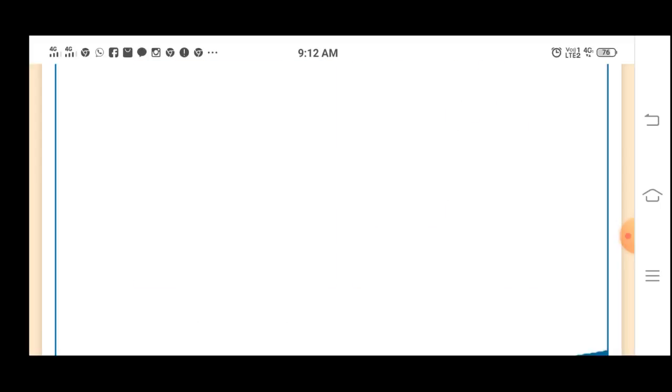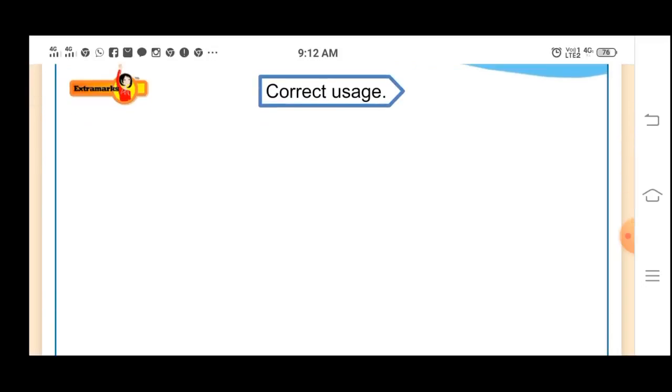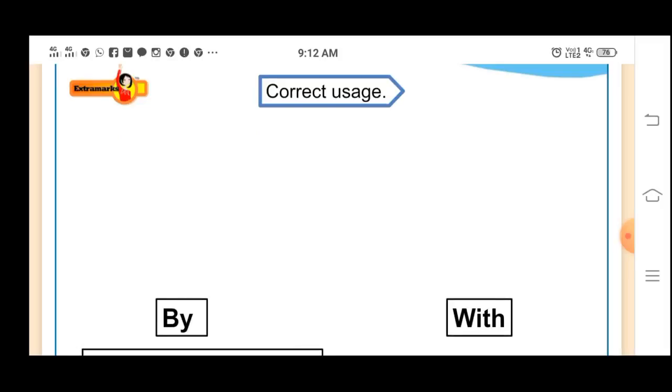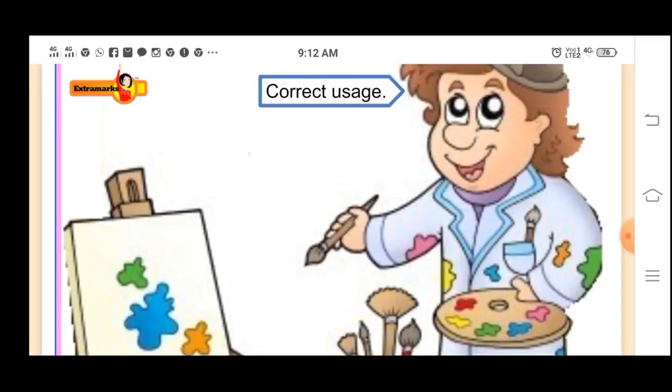Correct usage of certain prepositions. Certain prepositions can create confusion. Let's learn how to use them correctly. By, with. By is used to express the agent or doer of an action, whereas with relates to the instrument with which the action is done. For example, the painting was made by the painter with a paintbrush.